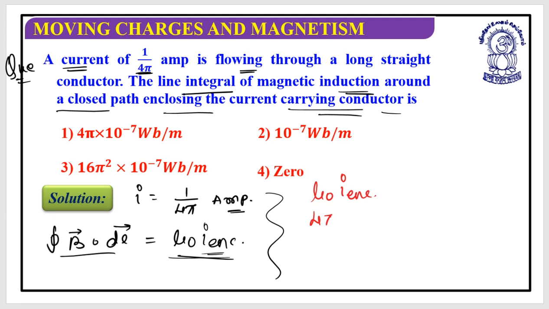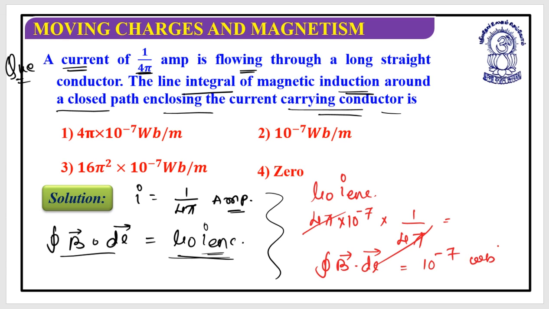Mu naught is 4 pi into 10 to the power minus 7. I enclosed is 1 by 4 pi. This 4 pi has gone. And the line integral of B dot dl is 10 to the power minus 7 Weber per meter. That's it. You did it.